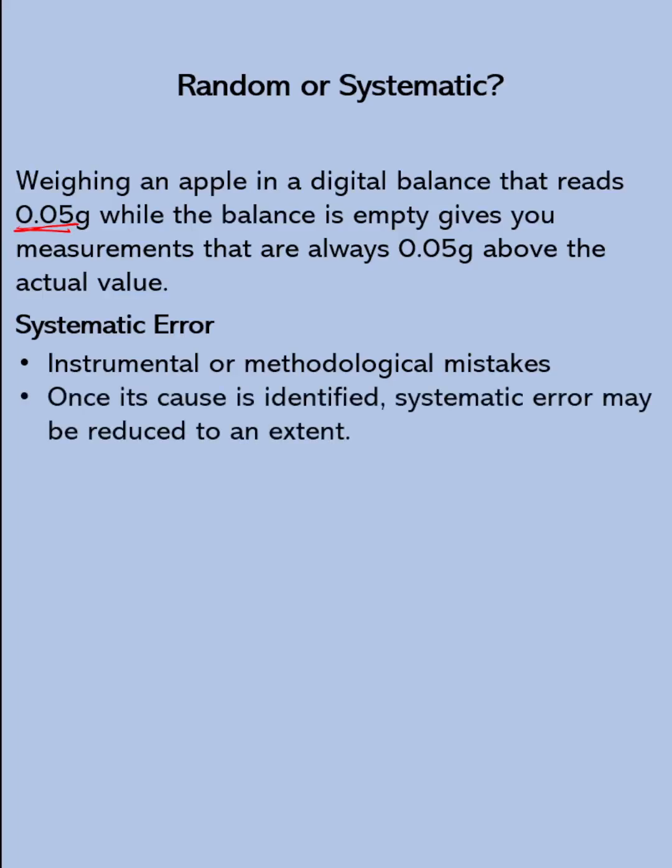Once its cause is identified, systematic errors may be reduced to an extent. So in this case, since you know that your measurement is always 0.05 grams above, just subtract 0.05 grams from all the measurements.